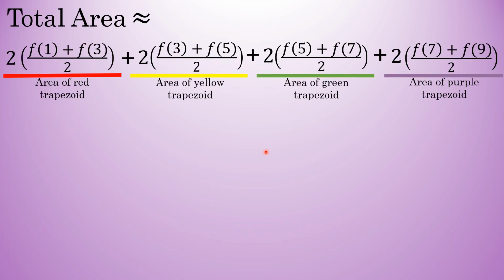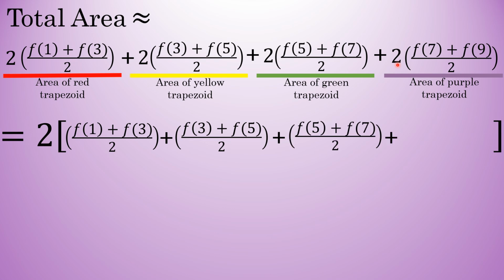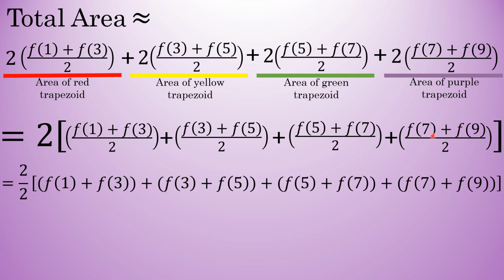As we continue, notice that there is a factor of 2 at the beginning of each term. That 2 can be factored out to the front of the area expression, leaving just the 4 fractional parts of the areas of the red, yellow, green, and purple trapezoids. Additionally, every term has a denominator of 2. That denominator of 2 can be factored out to the front in the same way. So now we have 2 over 2 in the front. I'll leave it as 2 over 2 temporarily, even though that's, of course, 1.